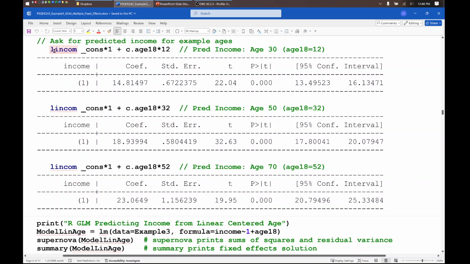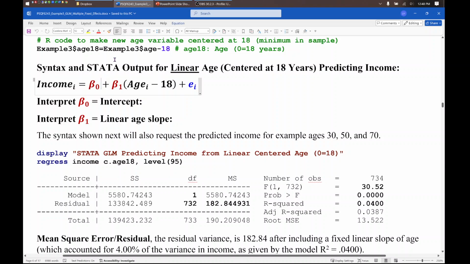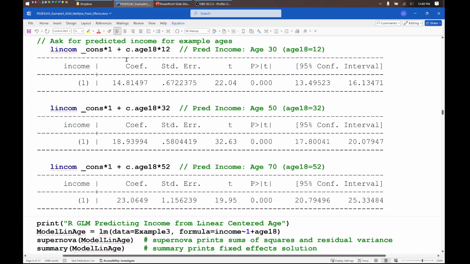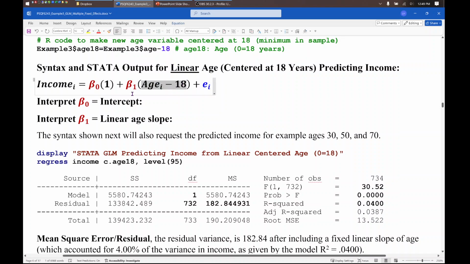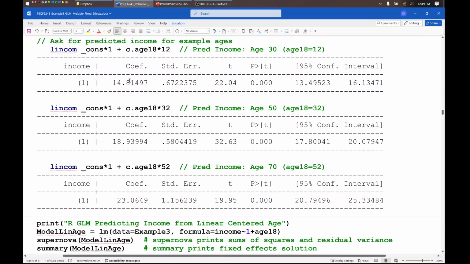Here are some LINCOMs demonstrating how to generate predicted outcomes for specific values of a predictor. So for instance, age 30 is generated by saying I need the beta 0 fixed intercept. I need one of those. So there's an implicit 1 right here in the formula that I'm referring to. And then I need to fill in 12 for the value of age that is to multiply beta 1. So if I do that, there is my predicted income level, there is its standard error, and associated other statistics.